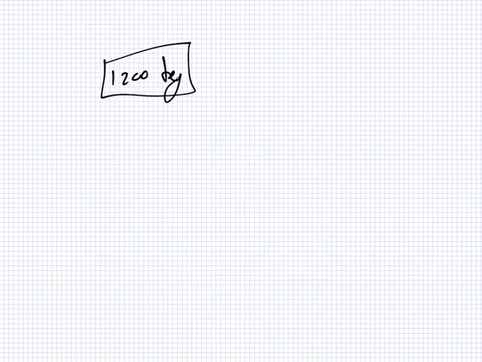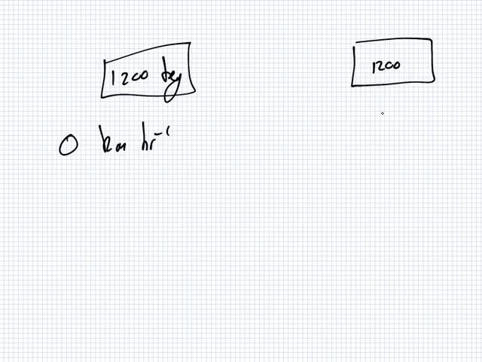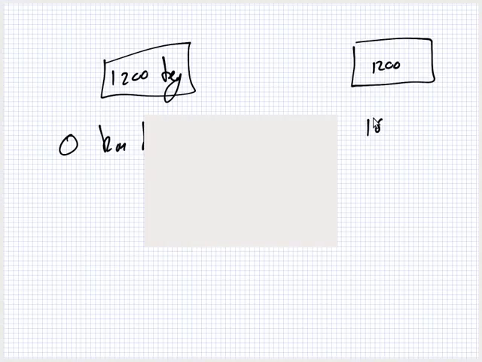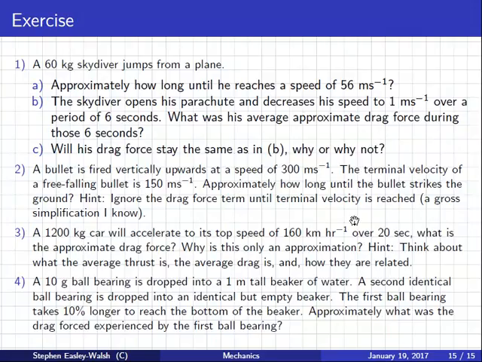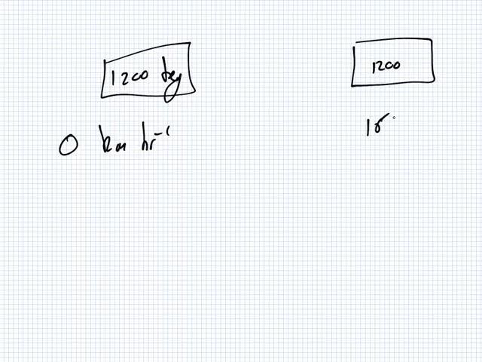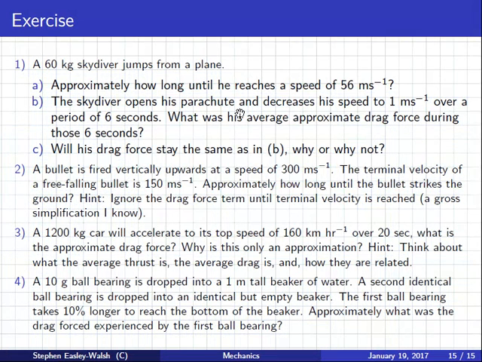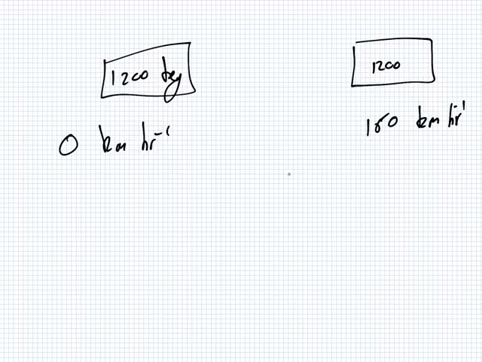Right, so we have our car, 1,200 kilograms, and it goes from 0 kilometers per hour and reaches its top speed. What did I say it was? 160? Is this my Toyota Yaris? Yes, this is my Toyota Yaris. 160 kilometers per hour. And this took 20 seconds.